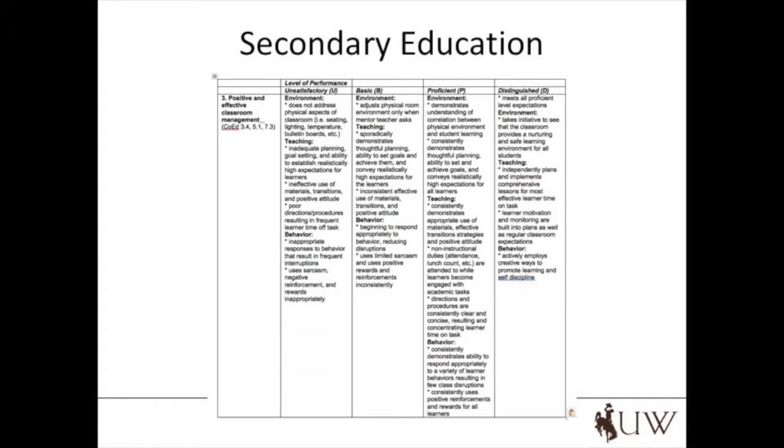So here we've got consistent control of the environment, of planning and teaching practices, and in responses to student behaviors. On the distinguished level, you can see that the student teacher is not only doing everything at the proficient level, but is also taking lots of initiative, actively promoting self-discipline among students, building motivation, and monitoring plans and expectations.